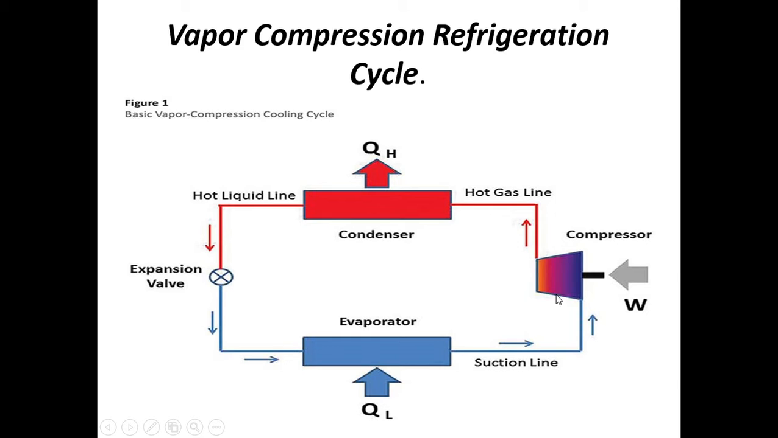So when this refrigerant circulates, you can see the arrow gives the direction of the refrigerant flow. That arrow indicates the direction of refrigerant flow. During this flow, the refrigerant sucks the heat from the space to be cooled and rejects that heat to the outside air.